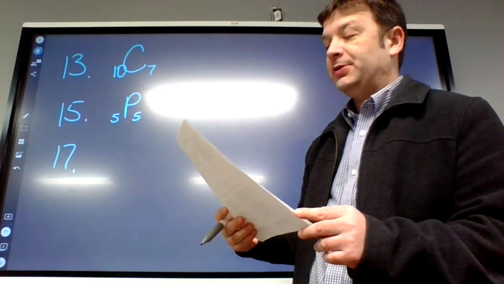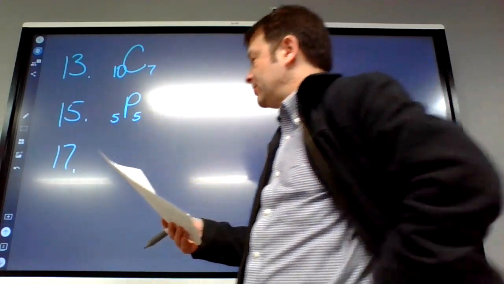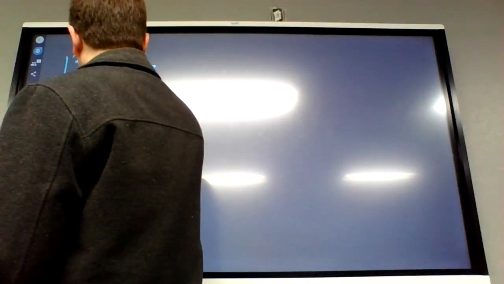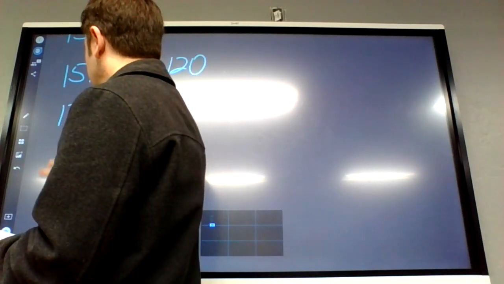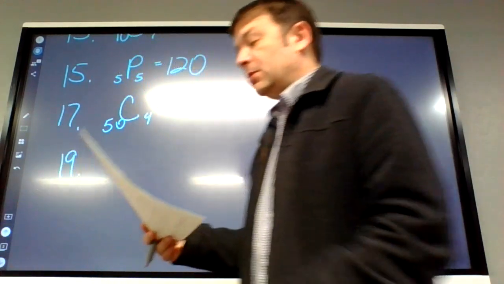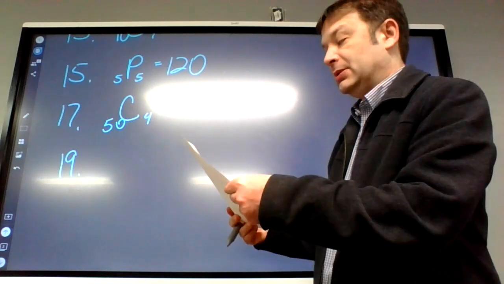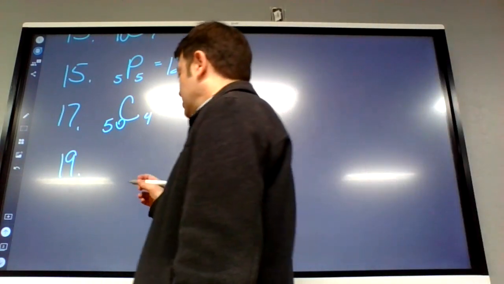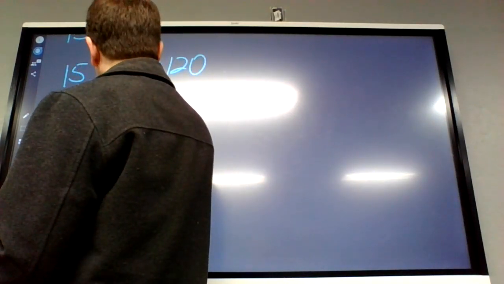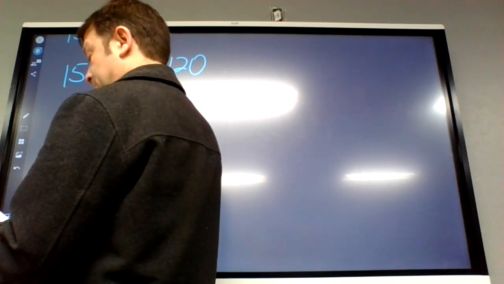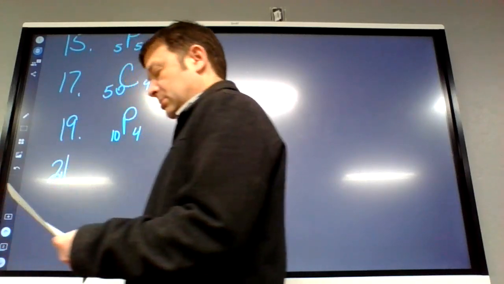Number 17, the student body of 50 students wants to elect 4 representatives. Does the order matter on 4 representatives? No, they're all the same position. So that would be a combination, so 50 choosing 4. Number 19, student body of 10 students, okay, it's a repeat. They want to elect president, vice president, secretary, treasurer. So that's a permutation, 10 choosing 4. I think you're getting the hang of this now.